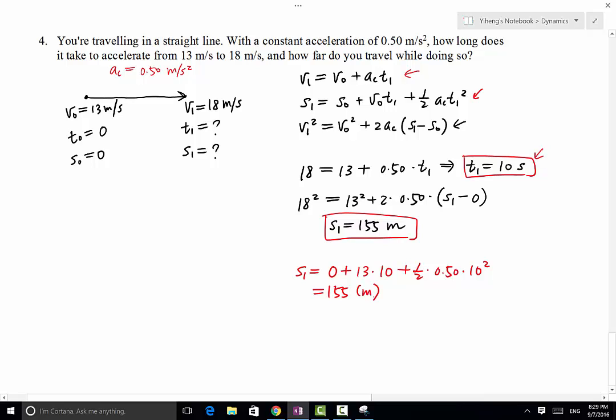So once again, if you don't need time at all, I would choose the third equation. But since you have already calculated time from the first equation, then the second equation is fine as well. So this problem is not very difficult, but again, it provides you with the practice to evaluate what you have, what you need to find out, and decide which equation is the best to use.